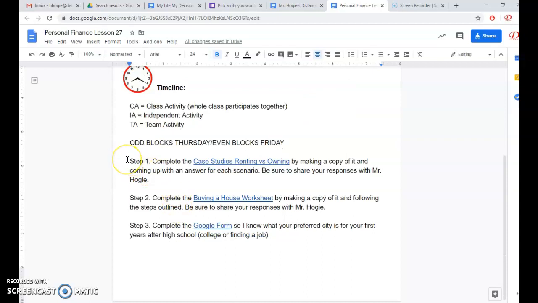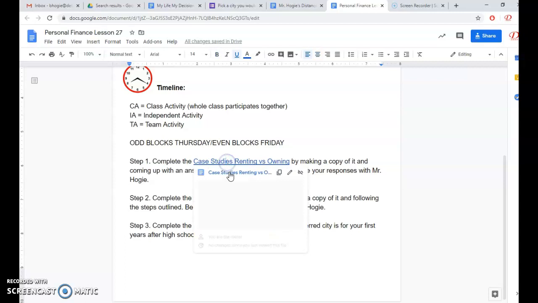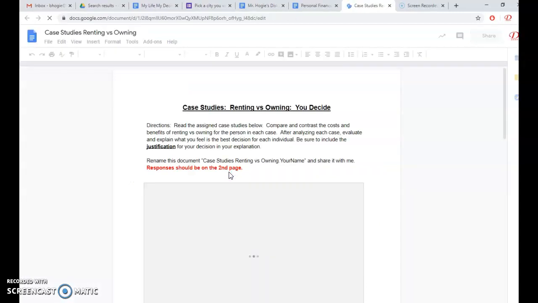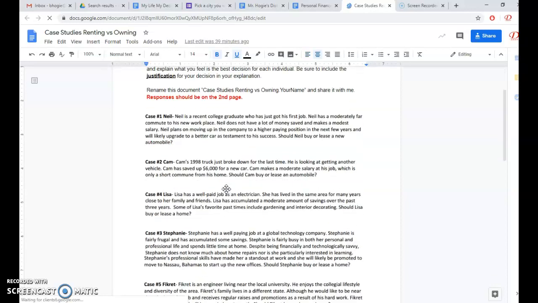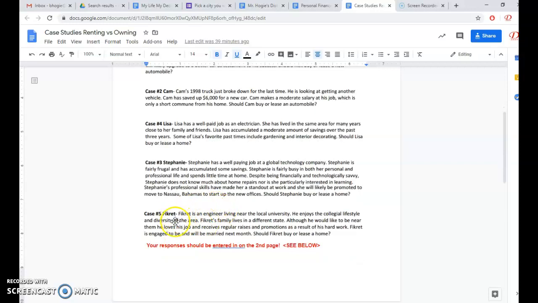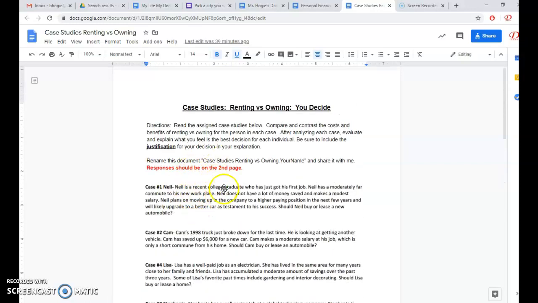If you take a look here, there are three things that I need you to do. The first thing is case studies on renting versus owning. So I'm going to hop right into that. There are 5 different case studies that I want you to look at. There's case study 1, 2, and then 4 and 3 are out of order. Don't worry about it. Just put number 4 in the 4 slot, number 3 in the 3 slot, and then number 5 there. Tell me what each person should do.